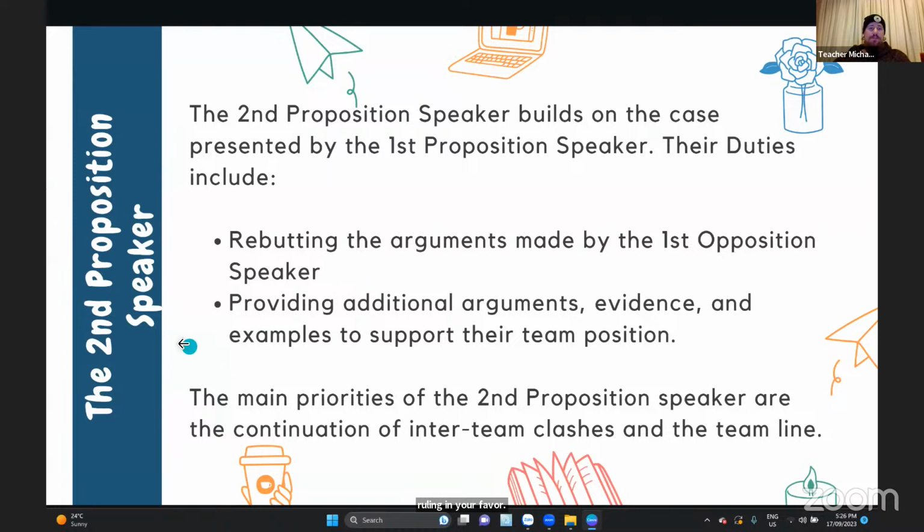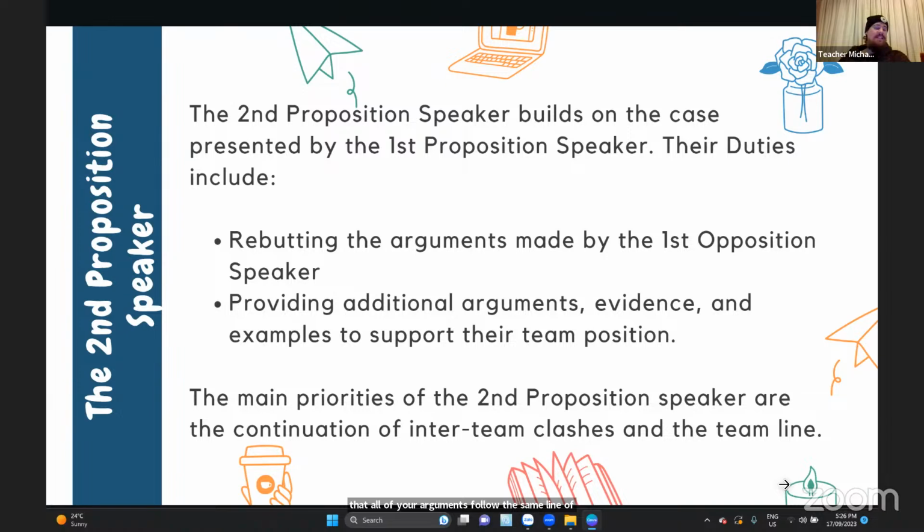So yeah, the second proposition speaker provides additional arguments, evidence, and examples to support their team position. The main priorities of the second proposition speaker are the continuation of inter-team clashes, so continuing to rebut the arguments made by the opposing team, and just keeping those clashes happening. And the continuation of the team line, so making sure that all of your arguments follow the same line of logic.